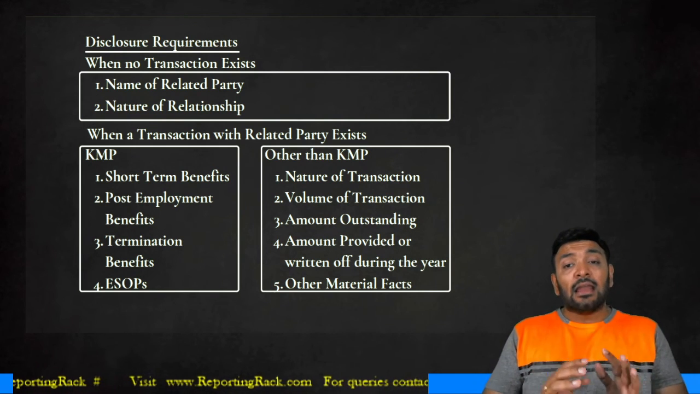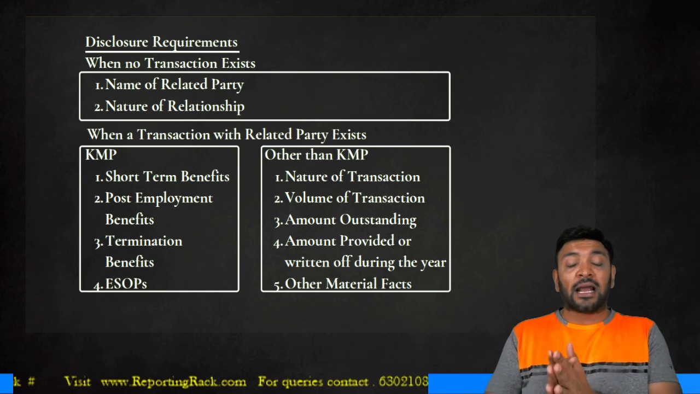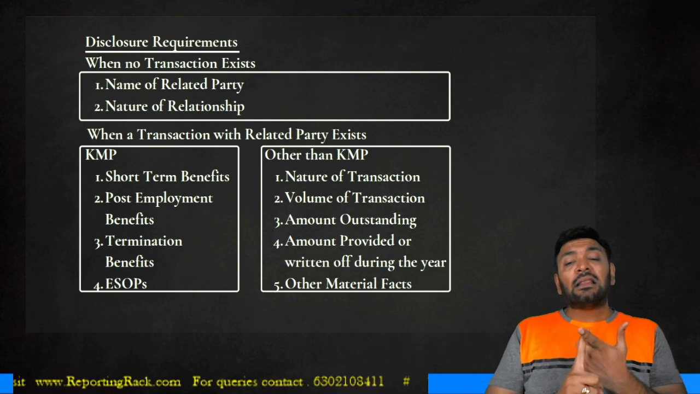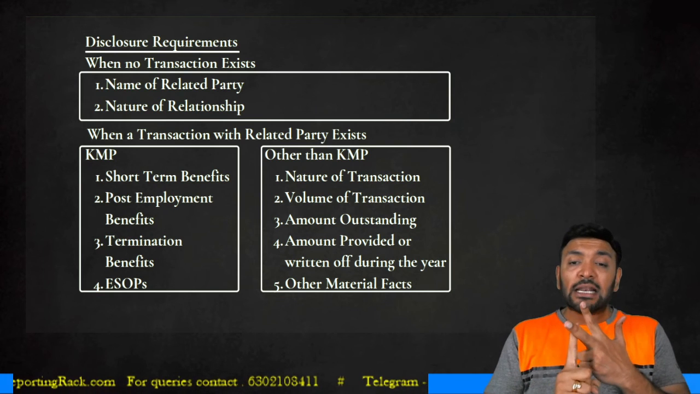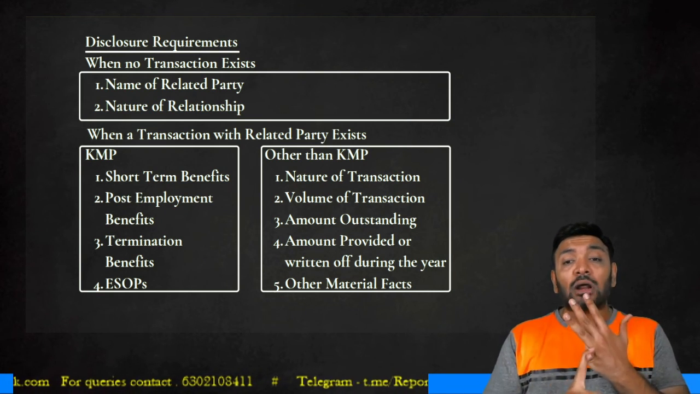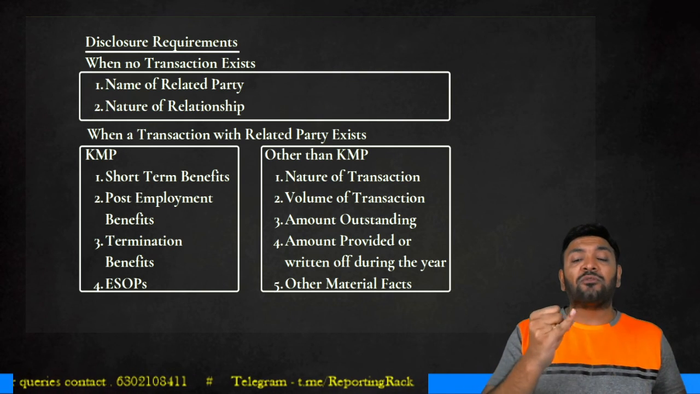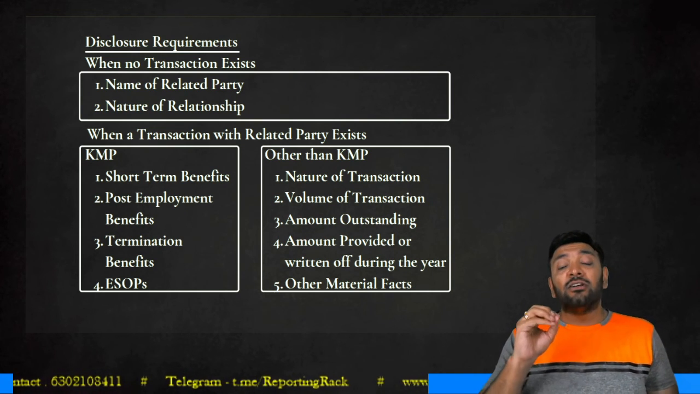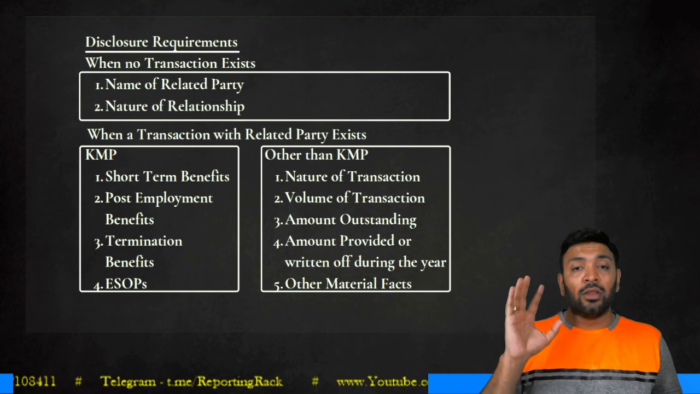So what am I saying? If I have a transaction with the reporting enterprise, with a related party of the reporting enterprise, then the disclosures, apart from the name of the related party and the nature of relationship, I'll have to additionally disclose: what is the nature of transaction? What is the volume of the transaction? What is the amount outstanding at the end of the year? What is the amount written off or provided for during the current year? And any other material facts which, if concealed, would have influenced the decision making of the user, they have to be disclosed.